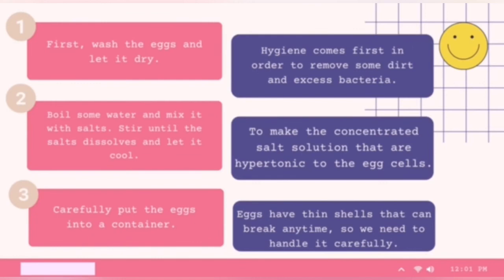Then, boil some water and mix it with salt. Stir until the salt dissolves and let it cool. This step is to make the concentrated salt solution that is hypertonic to the egg cell. After that, carefully put the eggs into a container. Eggs have a thin shell that can break anytime, so we need to handle them carefully.